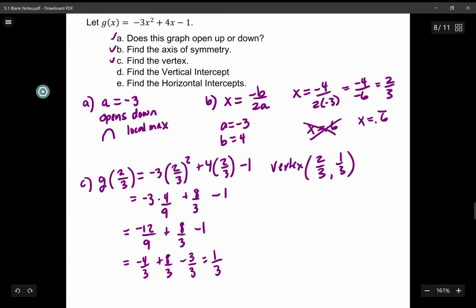Find the vertical intercept. Number D. G of 0 will give me the vertical intercept because I'm neither left nor right. I'm at x equal to 0 when I'm crossing the y-axis. G of 0 is -3 times 0 squared plus 4 times 0 minus 1. So my vertical intercept is equal to -1, so it's the point over 0, down 1. Check. And finally, find my horizontal intercepts.